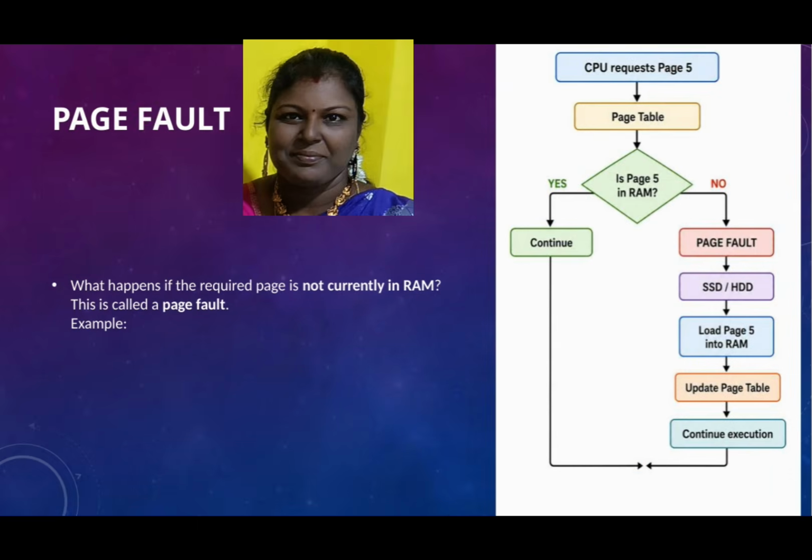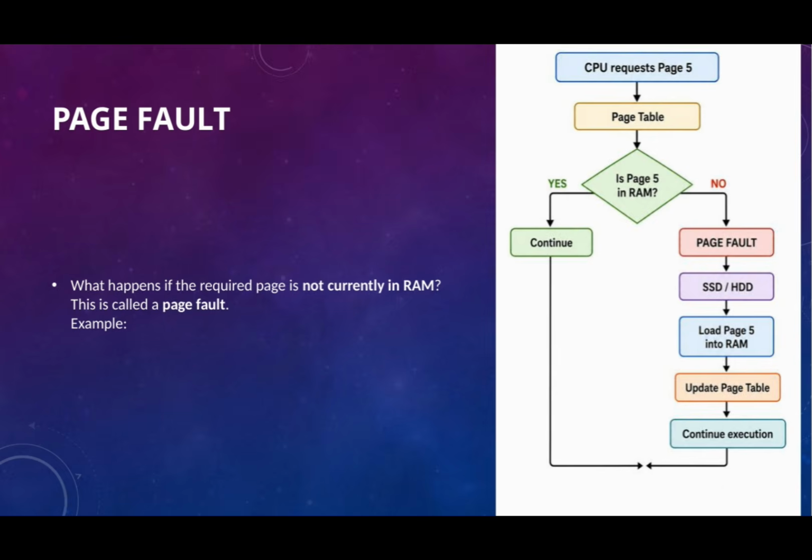That's what we call a page fault. It's basically the system's way of saying, "Hold on, I need to fetch this data first." When a page fault occurs, the computer has to pause and load the required page from slower storage into RAM before it can continue. This process is critical to how virtual memory works, balancing speed and capacity behind the scenes.